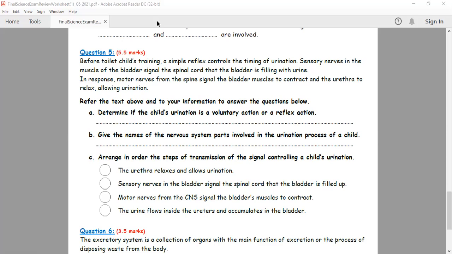What happens when their bladder is full? The sensory neurons in the bladder send a message to the spinal cord telling it that the bladder is full. As a result, the spinal cord sends a message back to the muscles in the bladder telling it to contract and to urinate. Okay, determine if the urination is voluntary or reflex. What do you think? Voluntary or reflex?